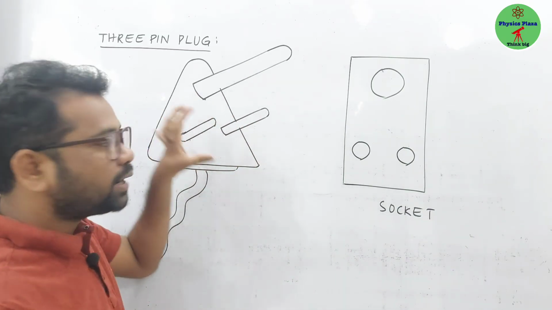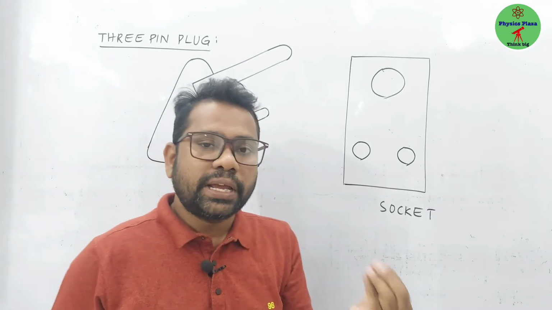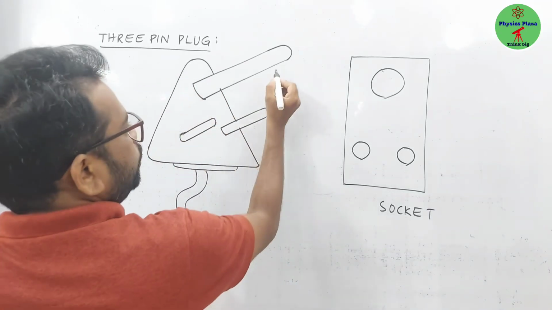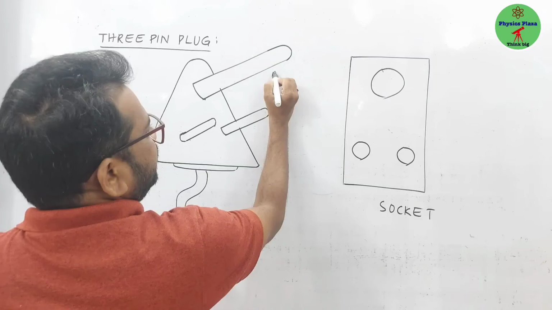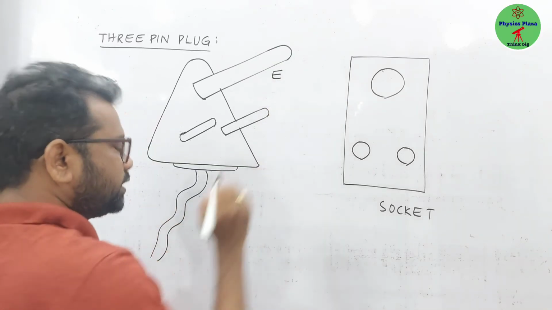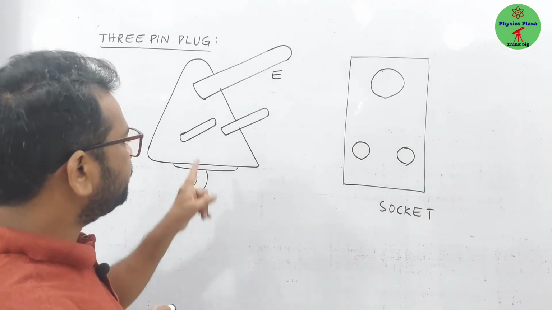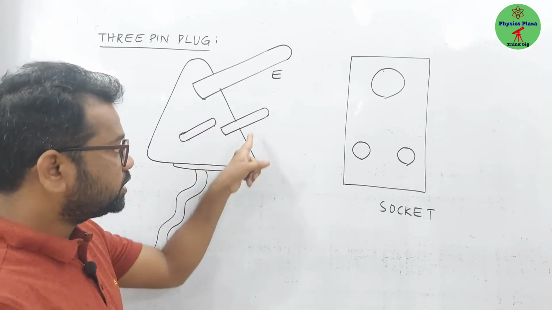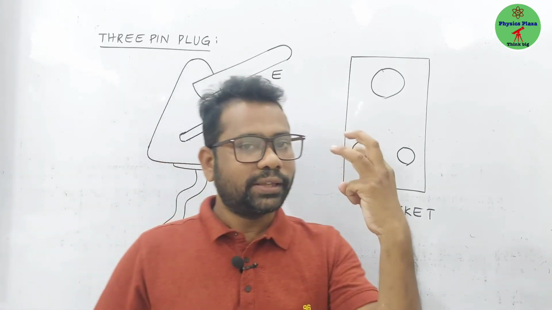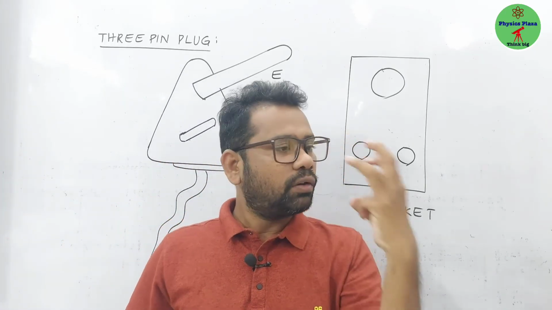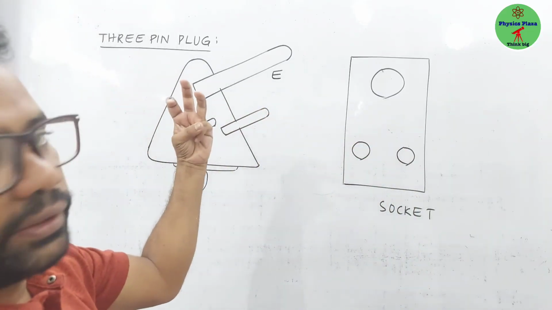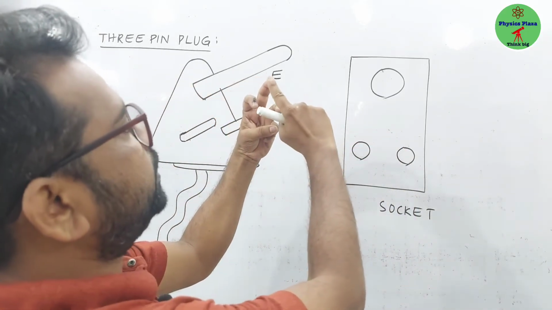First they will give a diagram. They will ask us to identify which one is the live wire, terminal, all these things. Children, no doubt about it, the very thick and long one is always the earth wire. But how to identify which one is live, which one is earth, and which one is neutral? If we are facing like this, the top one is always the earth wire.